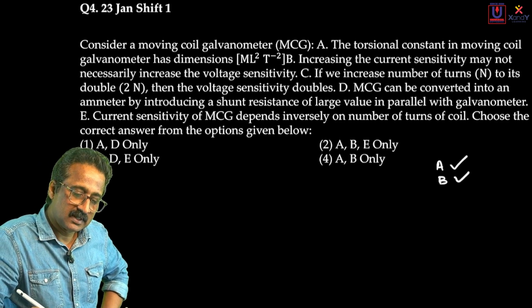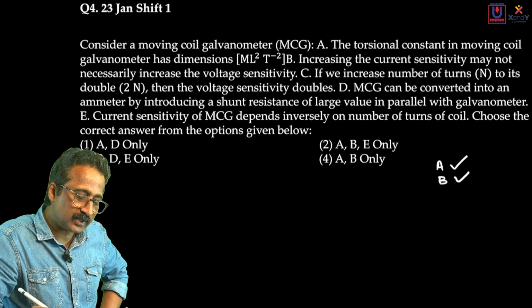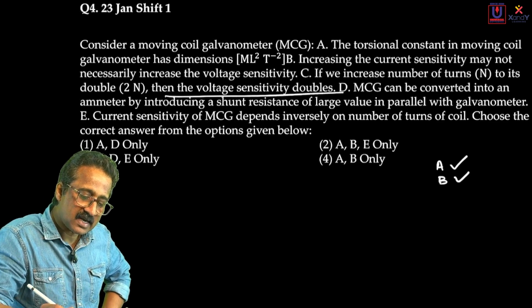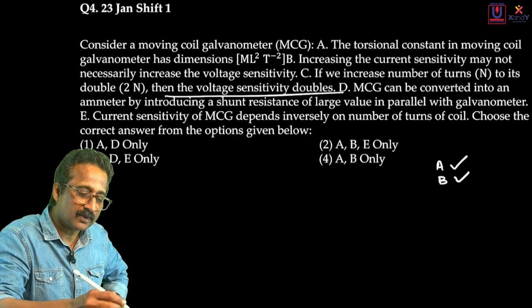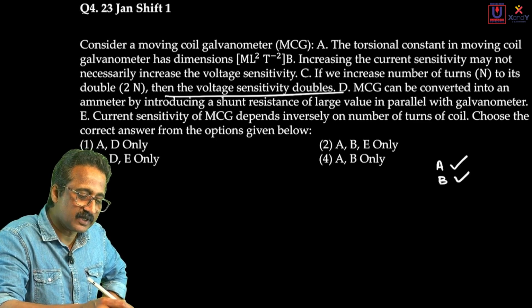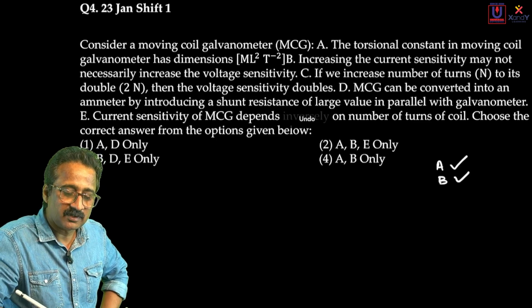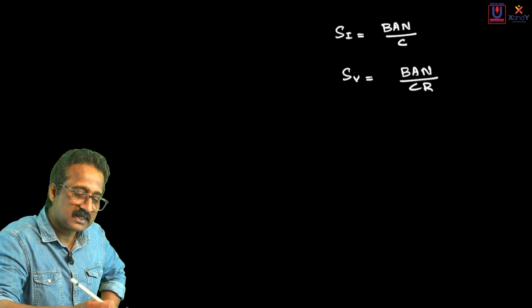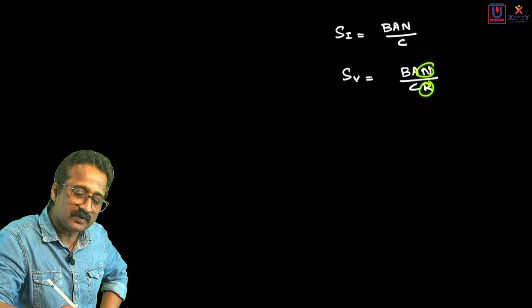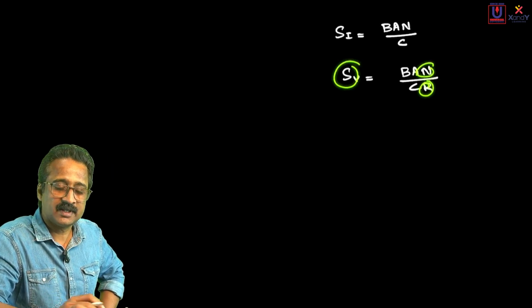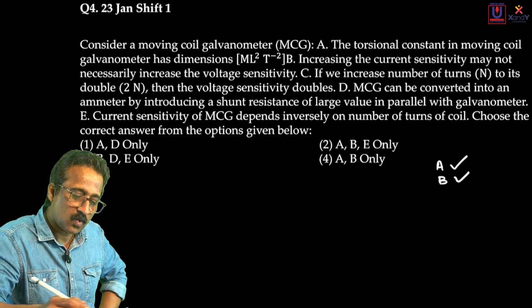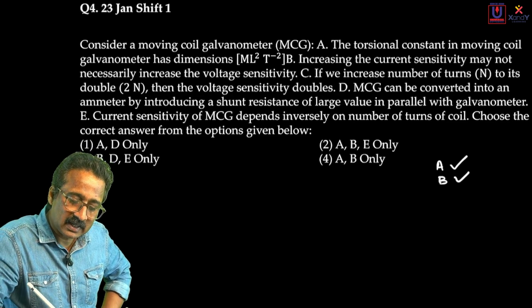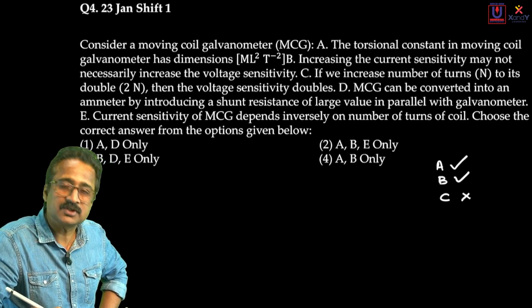Third one. If we increase the number of turns to N times the value, then the voltage sensitivity doubles. No, not exactly, not always. When you increase the number of turns, it will not produce any change in the voltage sensitivity. We just saw it, because when you change N, R also changes in the same way without making any change in SV. So we are not okay with that. We reject that. So C is a wrong statement.